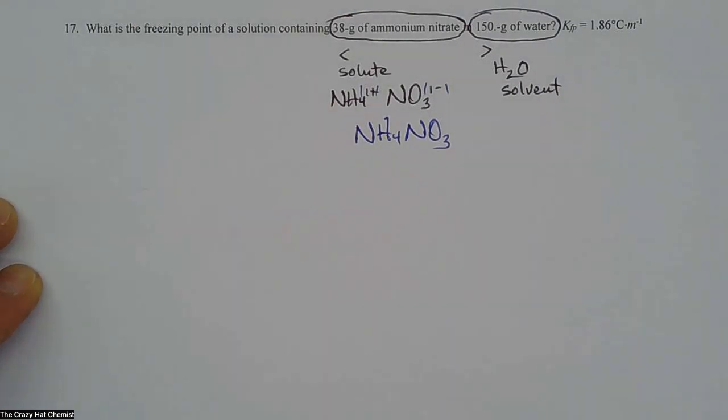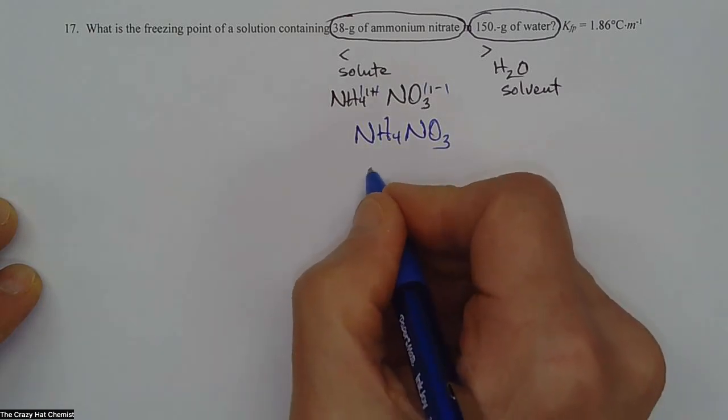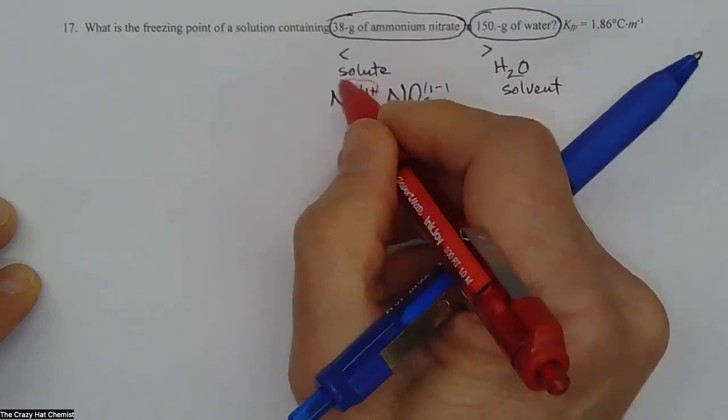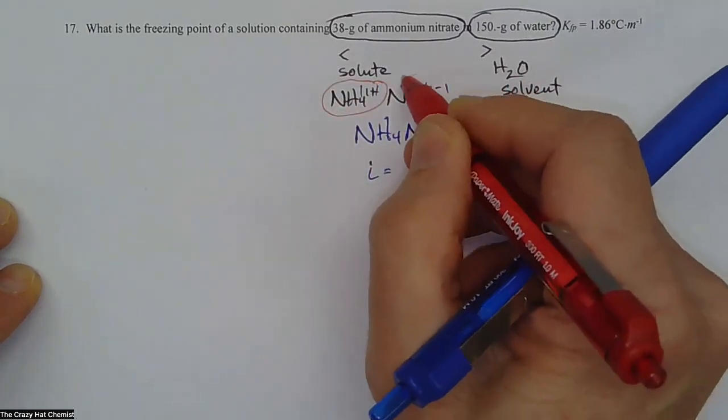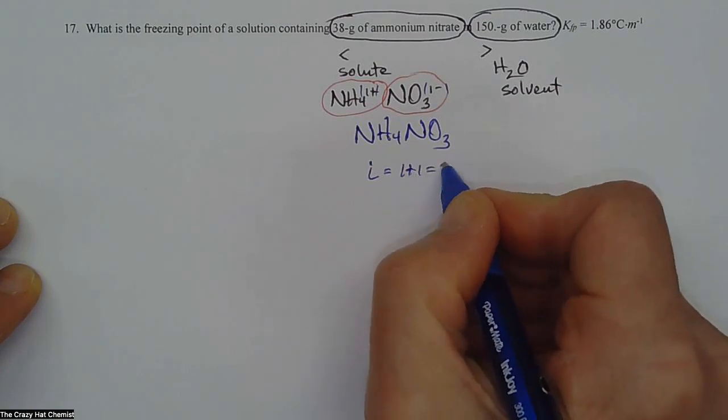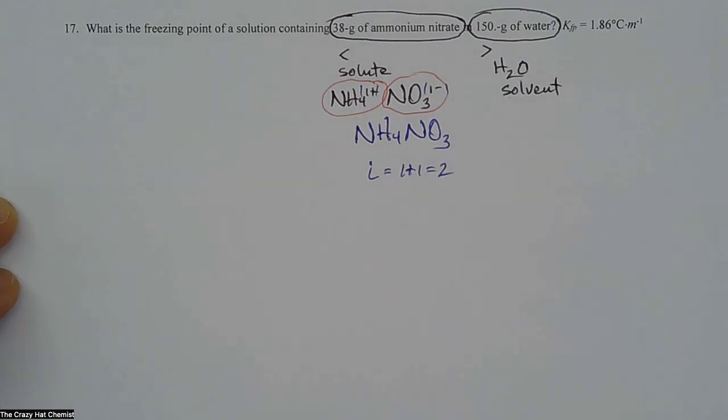So we need to calculate the Van't Hoff factor for ammonium nitrate, which is the number of cations, that's 1, plus the number of anions, that's 1. So it's 1 plus 1, that's going to equal 2. So the Van't Hoff factor for ammonium nitrate is 2.